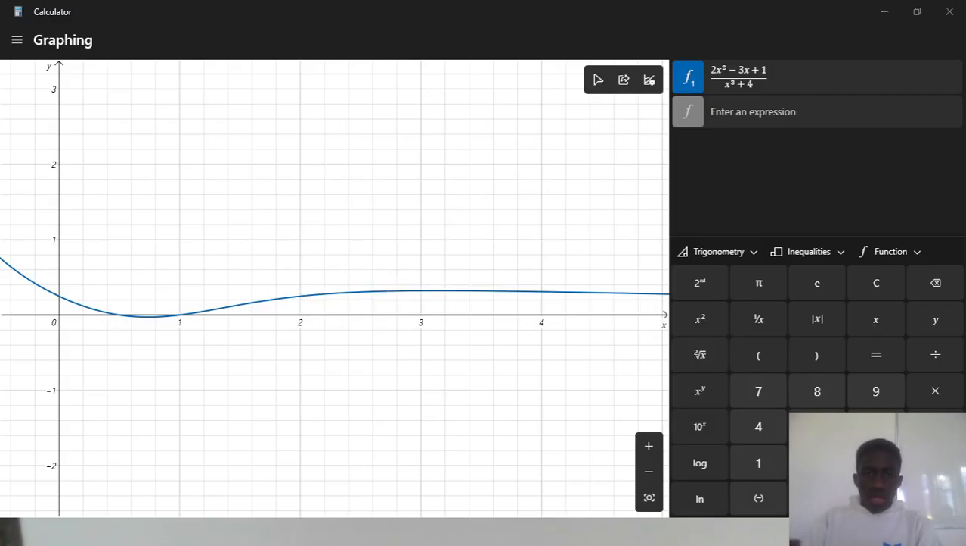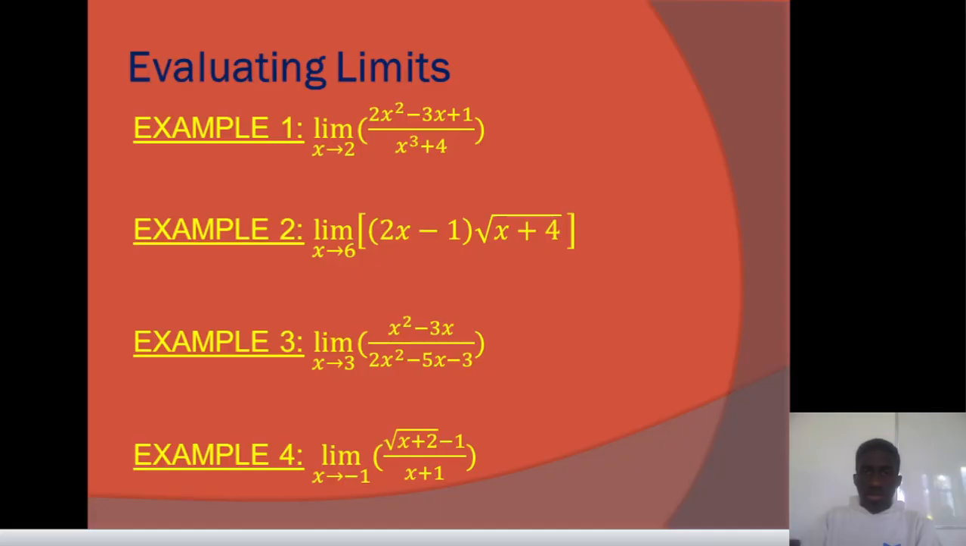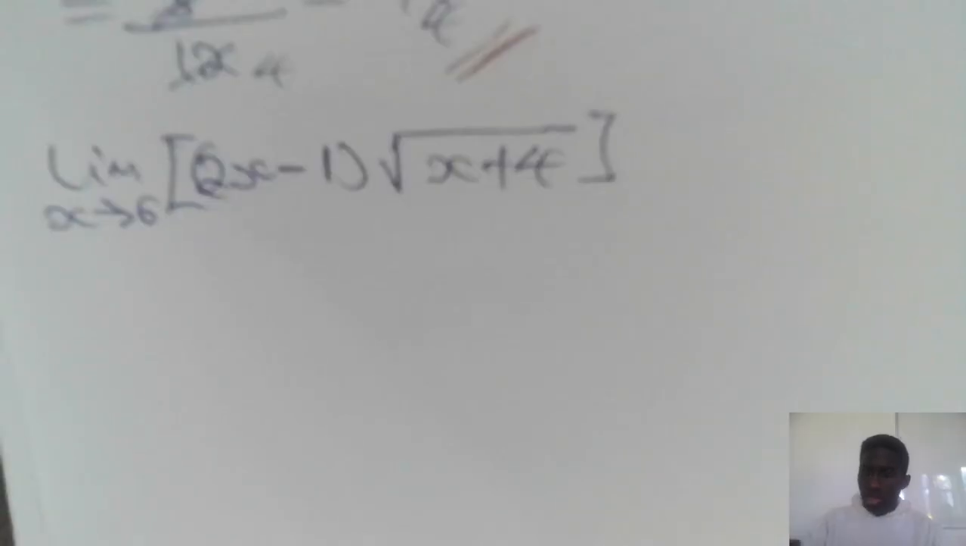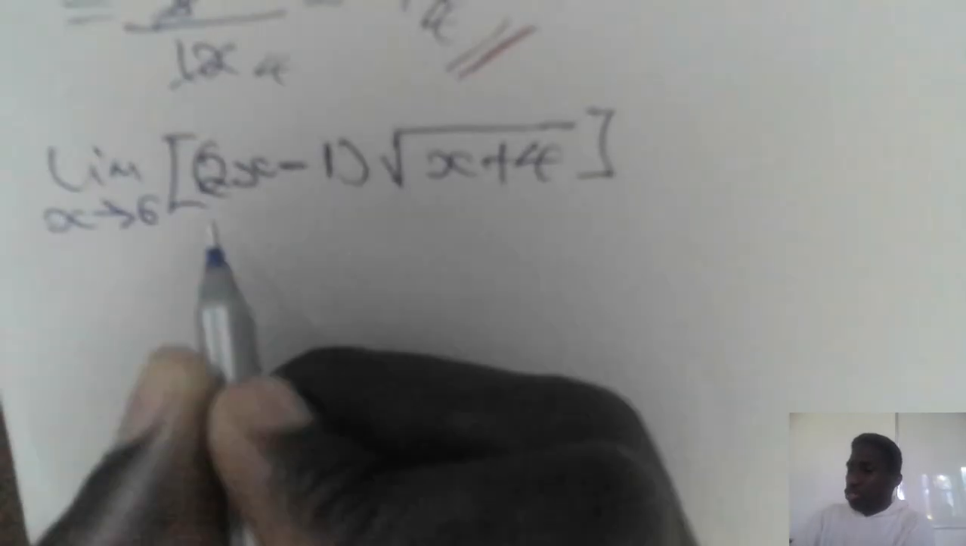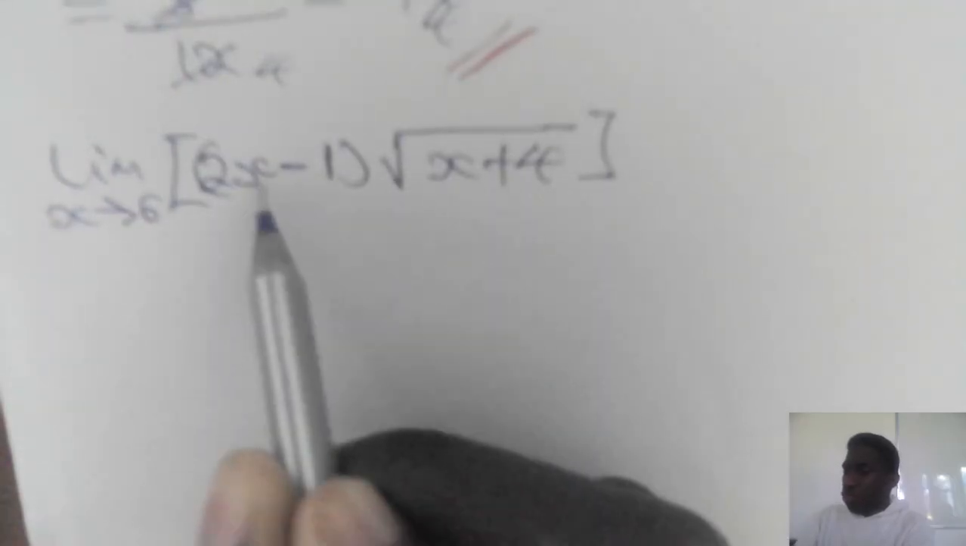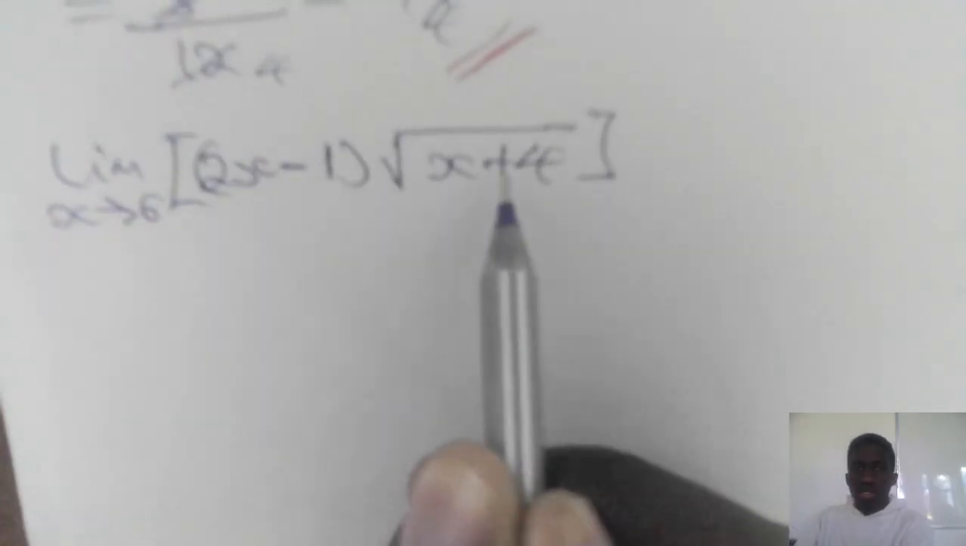Now we move on to our next example. We are asked to evaluate the limit of 2x minus 1 multiplied by the square root of x plus 4 as x approaches 6. To evaluate this, we use basically the same procedure. All we need to do is replace whenever we see x with 6, and we get the answer.